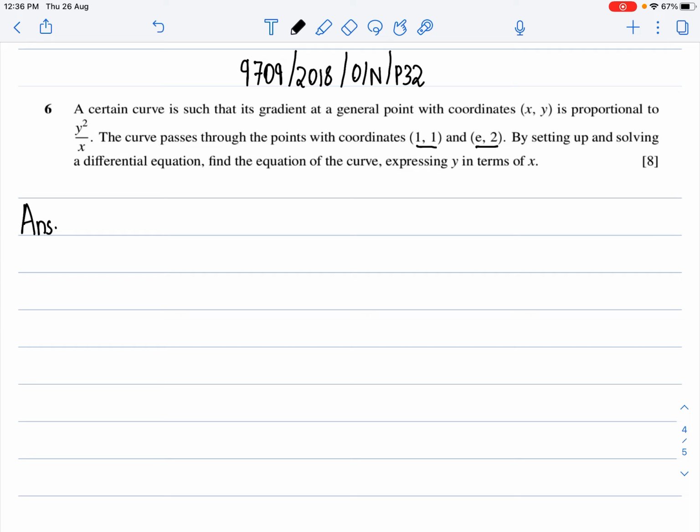So here, first we need to form, we need to set up the equation. We know the gradient. What is the gradient? The gradient basically means dy by dx. So I can simply write dy by dx here. And now I know that this is proportional to y square over x. So the sign of proportionality is this, with y square over x. Correct?